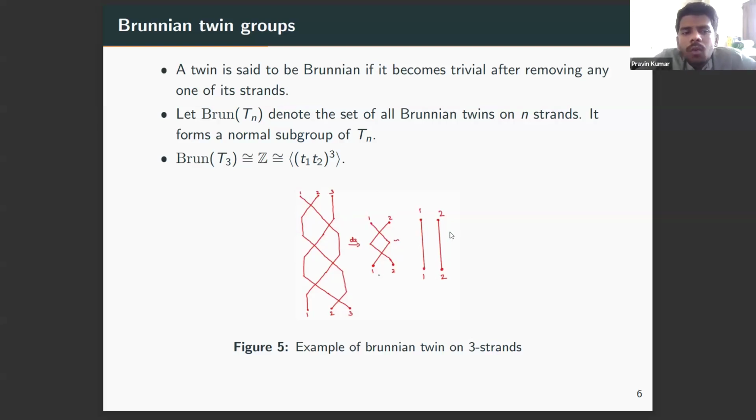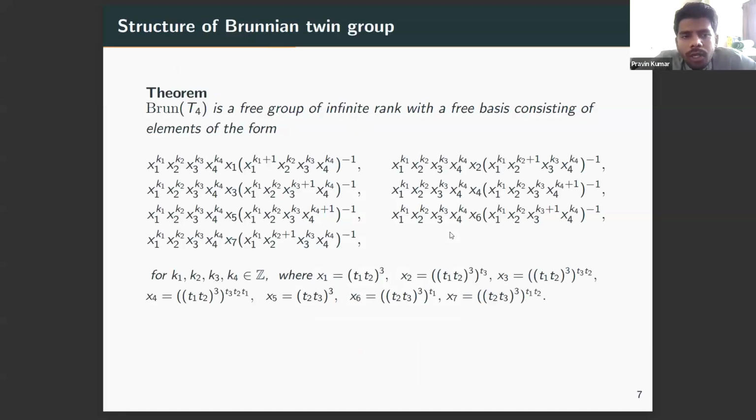Now it's interesting to ask what is the structure of this group. When n equals 4, this group turns out to be a free group of infinite rank with a basis of this form, where x1, x2, x3 are elements of the specific form. The key idea of this proof is that we have a nice normal form for the coset representatives of this group, and we use the Rademacher-Schreier method to obtain this free basis for this group.